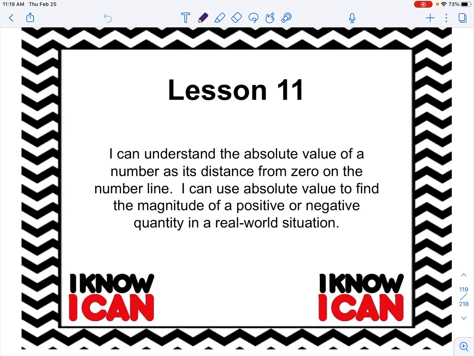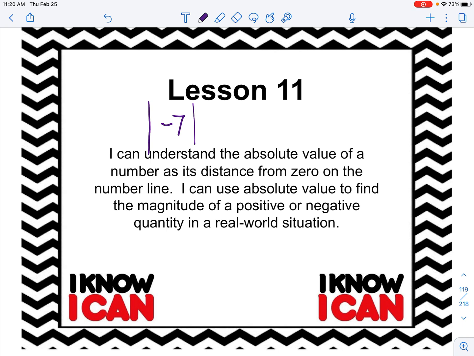Lesson 11 tells us I can understand the absolute value of a number as its distance from zero on the number line. I can use absolute value to find the magnitude of a positive or negative quantity in a real world situation. So we're going to be talking about absolute value today. Absolute value is how far a number is away from zero, and it's represented with these two lines. So if you see two lines and a number inside of it, that means absolute value.